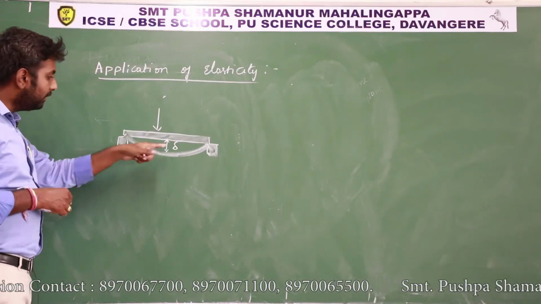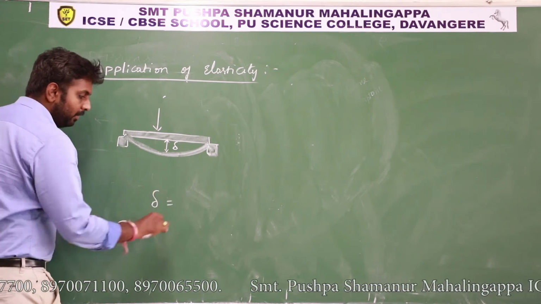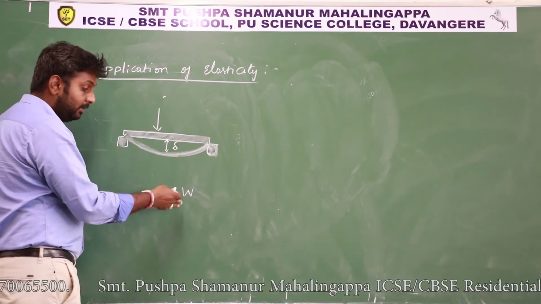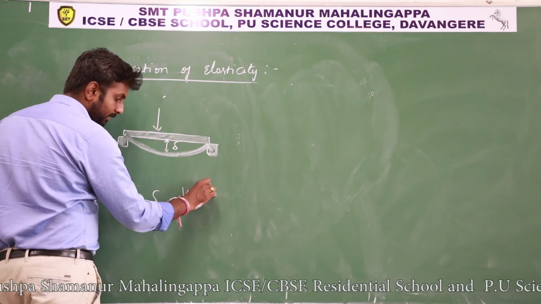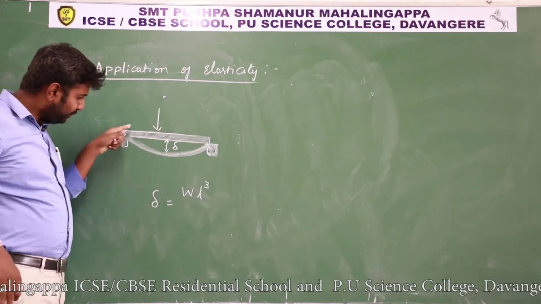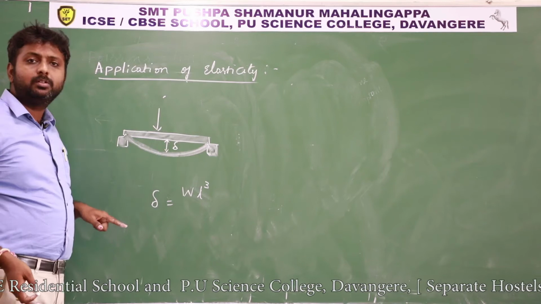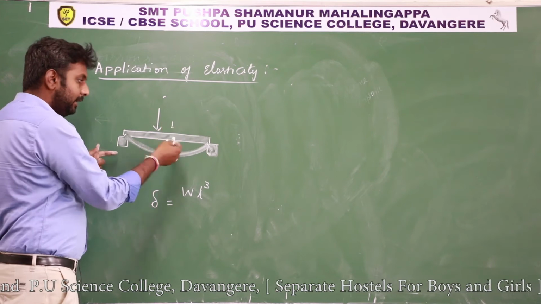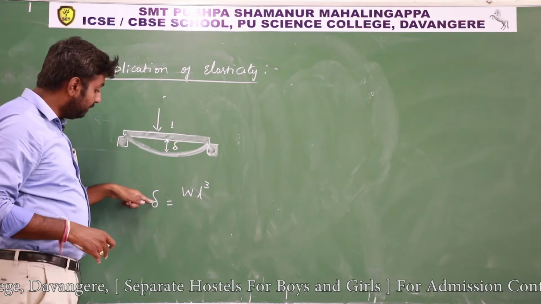So the formula is given for this depression. That formula, depression delta is equal to, a direct formula, depends on what factors? W means weight, and it depends upon length, given as L cube. That means if more weight is applied on this slab, definitely the depression is more. And it has some length L, right? So if we take more length, then also the depression will be more.